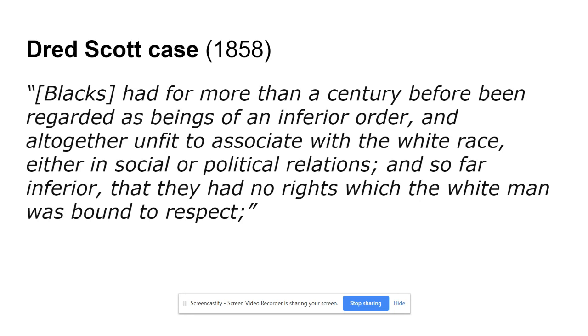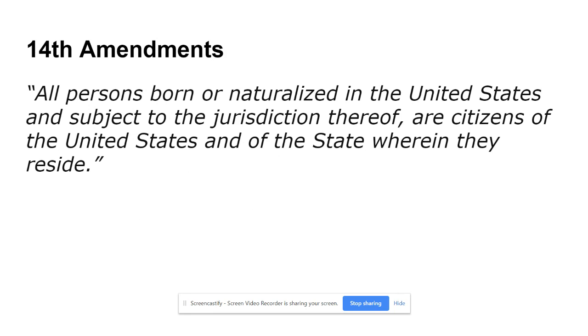So this horrible decision, Dred Scott, which by the way helped lead to the Civil War because the North was outraged by it, led the Republicans in Congress to pass a constitutional amendment, the 14th Amendment, which overturns the Dred Scott case. The 14th Amendment says all persons born or naturalized in the United States and subject to the jurisdiction thereof are citizens of the United States and of the state wherein they reside. So that's an example of how you can modify a Supreme Court decision.